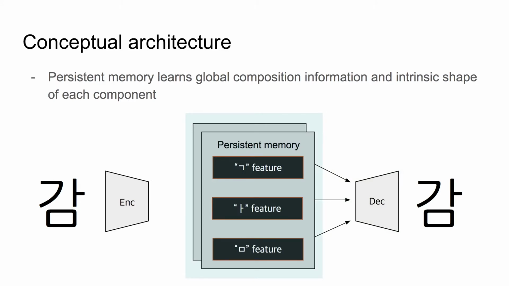Finally, we introduce one more module, the persistent memory. It is a learned embedding, which learns the global composition information and the intrinsic shape of each component. This memory is trained independent of the font style.